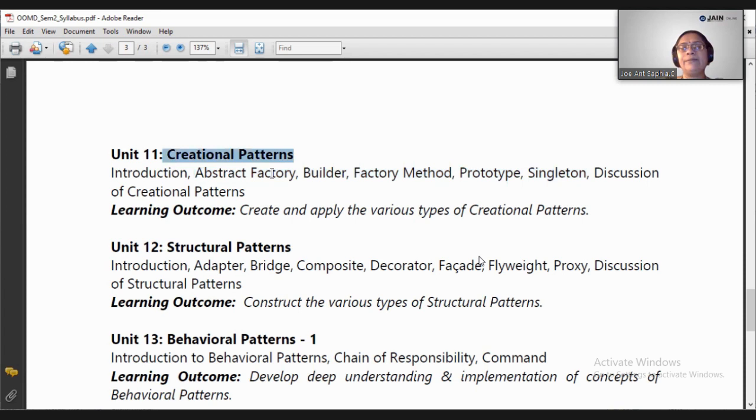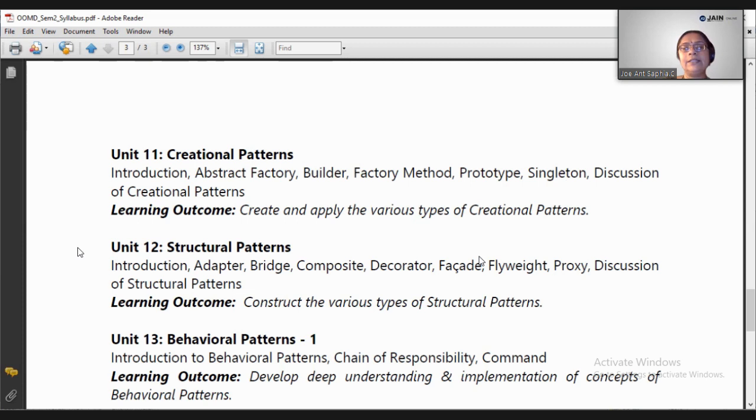There are 5 creational patterns: abstract factory, builder, factory method, prototype, and singleton. These are for creating and forming an object. So these patterns are further classified under the scope: object scope, class scope. Next comes the structural pattern.